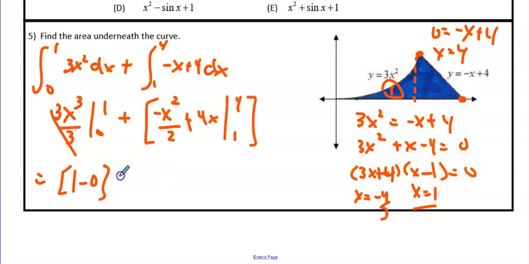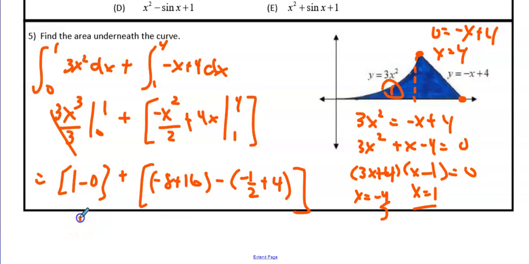And then this right here is going to be, well, 4, right? 4 goes in the 4 squared, 16. 16 divided by 2 is going to be 8. So this is going to be negative 8 plus 16. And then minus, be careful, remember f of b minus f of a. We're going to plug in 1 here, and we're going to get negative 1/2. And then we're going to get plus 4.